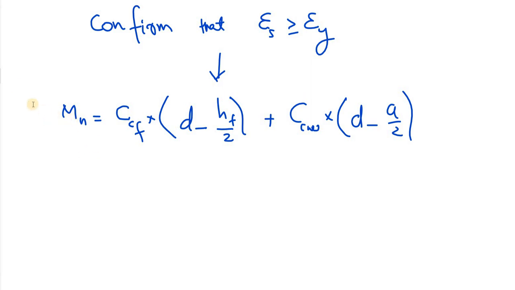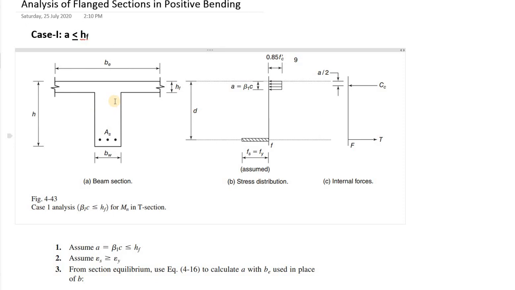So if it is a case one analysis, then definitely ignore the contribution of compression reinforcement. If the neutral axis is so close to the compression face that it lies within the flange, then any reinforcement in this region will also be very close to the neutral axis, so it will have very little strain and accordingly very little stress, and you can easily neglect it for case one.